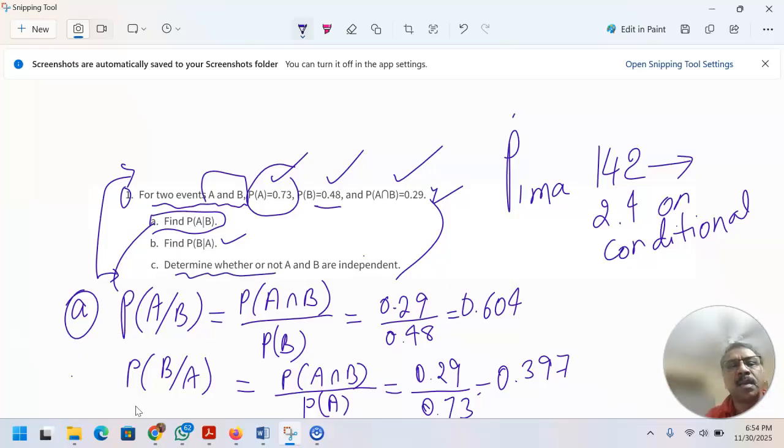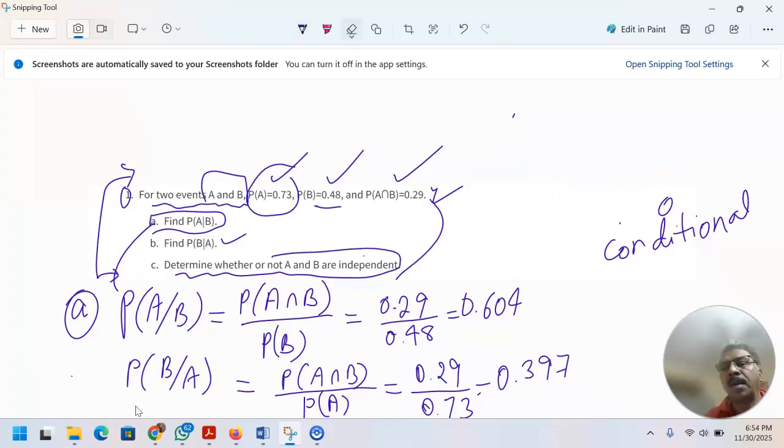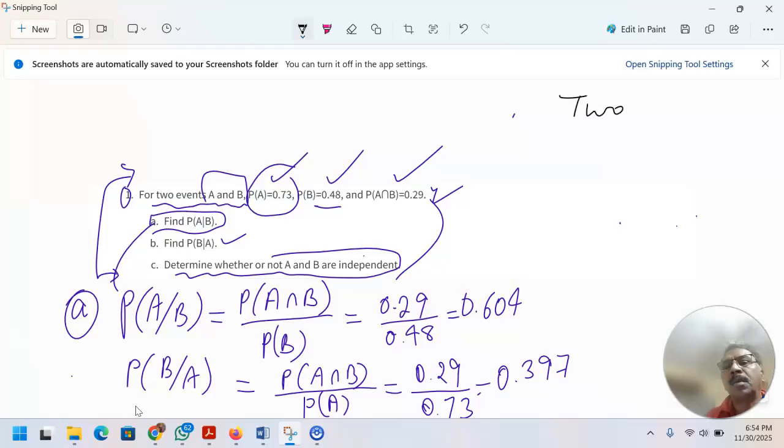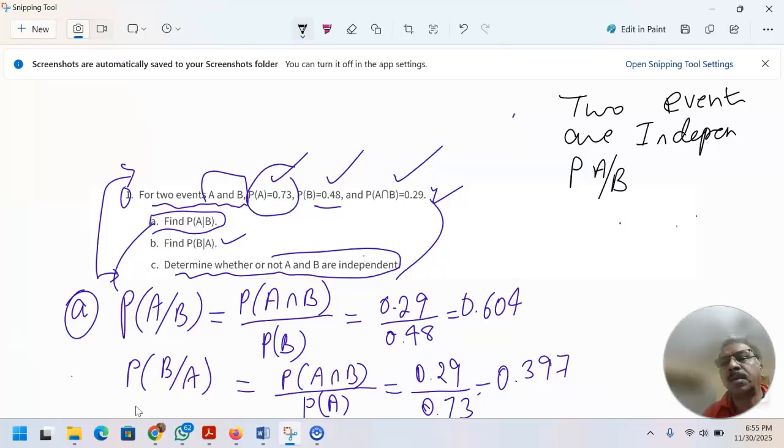The question also asks: are these two events A and B independent? What is the definition of independent? Two events are independent if the probability of A when B has happened, that means B having occurred, does not affect the probability of A. So the probability of A is the same as the probability of A when B has happened.